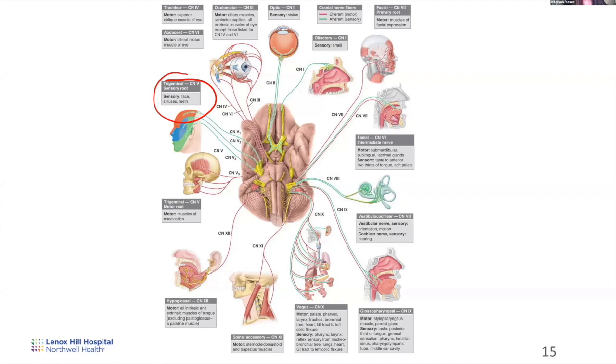The other thing about the trigeminal nerve is that one branch of it provides motor innervation to the muscles around your jaw, so your muscles of mastication, which is essentially just chewing. So if your trigeminal nerve is damaged, you may lose the ability to chew, which is obviously a very important function.